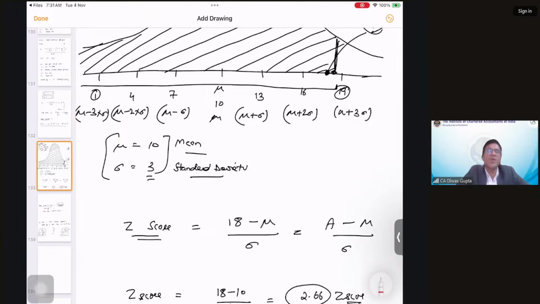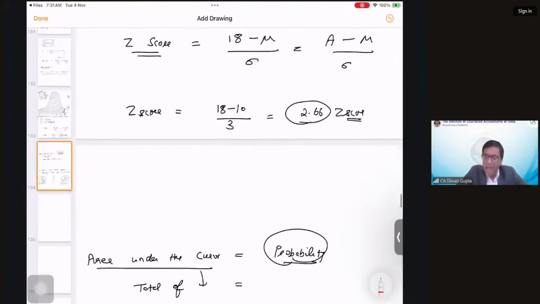So using z-score, we have converted any distribution to a standard normal distribution, and that z-score's value in a normal distribution table we will put in to find out the normal distribution value, students.